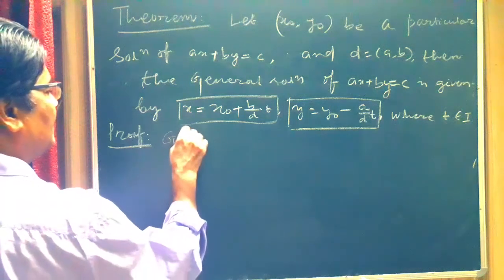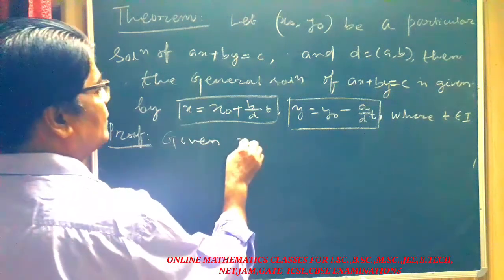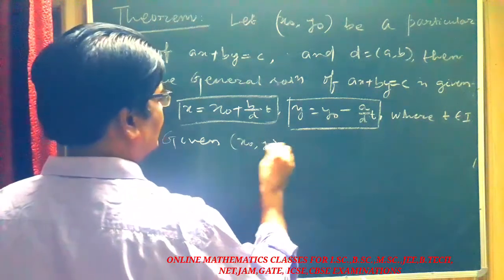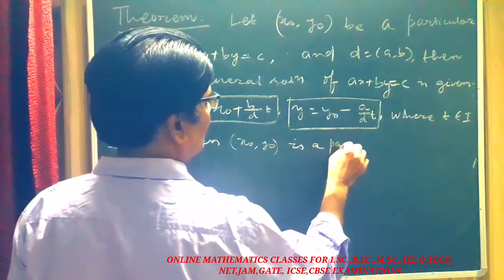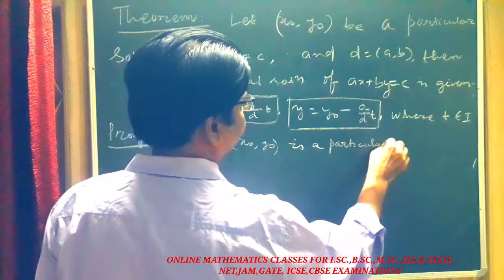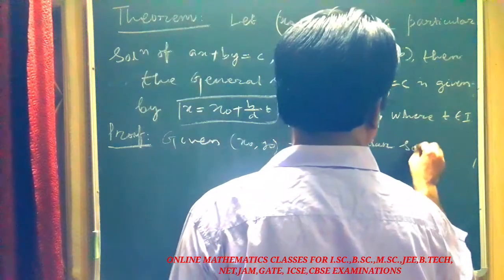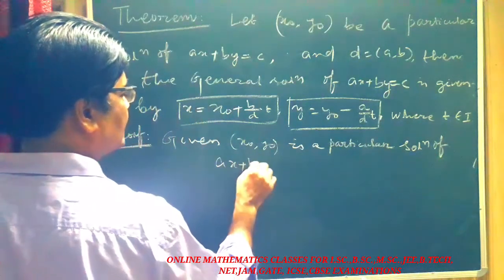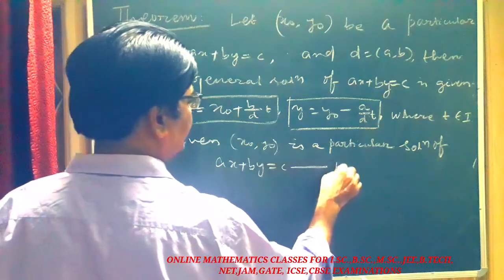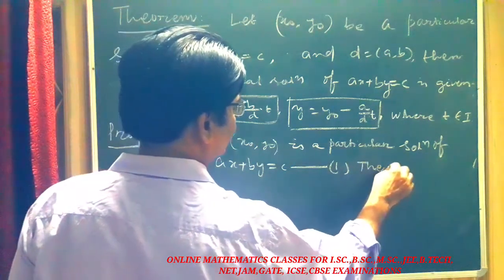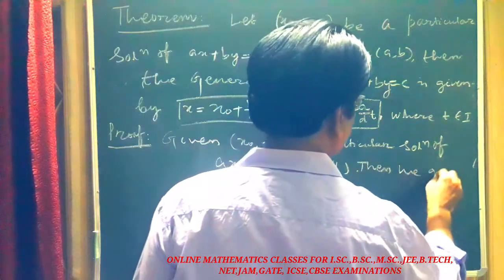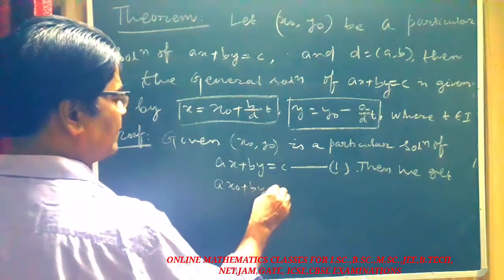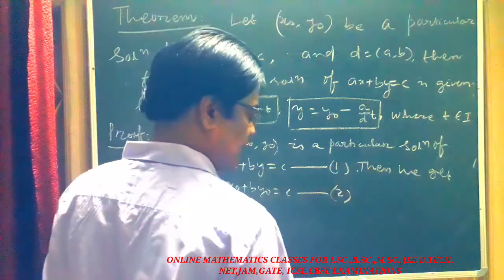Given (x0, y0) is a particular solution of ax + by = c, then we get ax0 + by0 = c. This is equation 2.